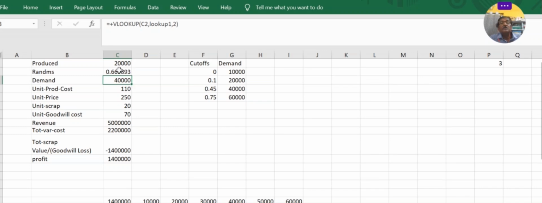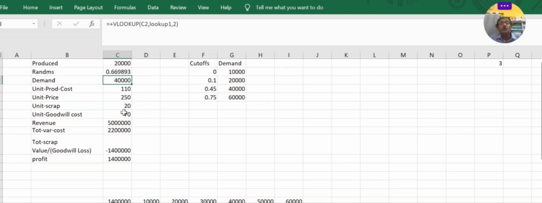This demand comes from this random number. If you write anything in any cell, this random number will automatically change, and accordingly the demand will also change. The entire calculation will change, and we will use that concept to compute the profit for different demand and production levels. In this case, taking only a single data point, you calculate the profit.